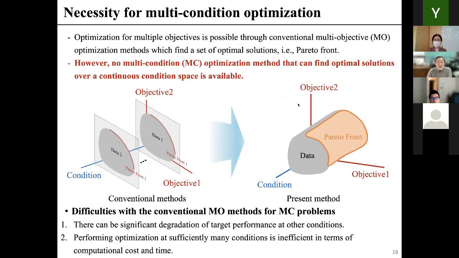As I mentioned, there are multi-objective optimization techniques, and these techniques find a set of optimal solutions, which is called the Pareto front. However, we couldn't find an optimization technique considering multiple conditions or a continuous condition space. So our goal is to find the Pareto front, not only in the objective space, but also considering the condition space.